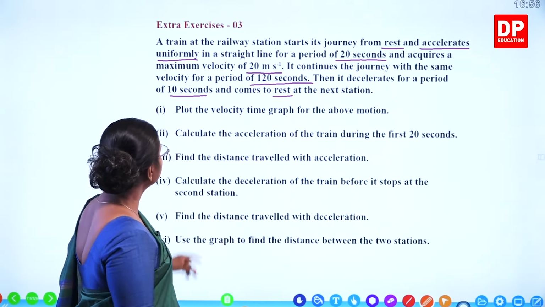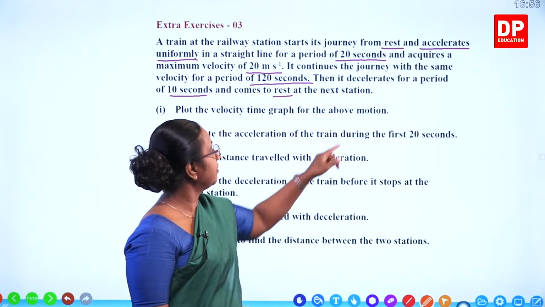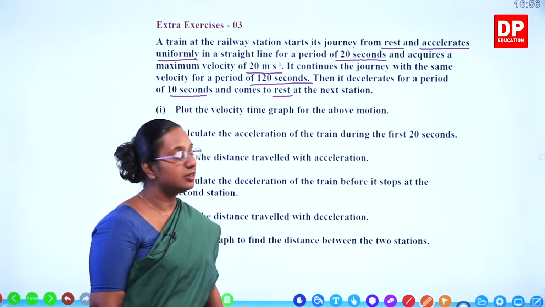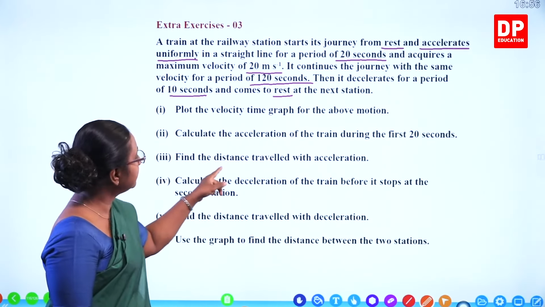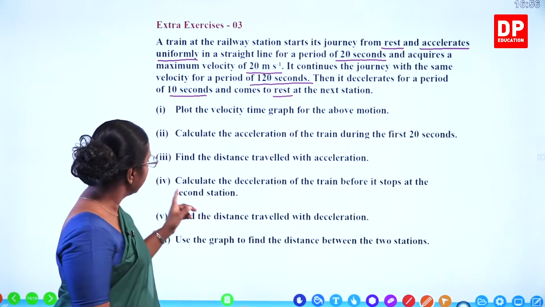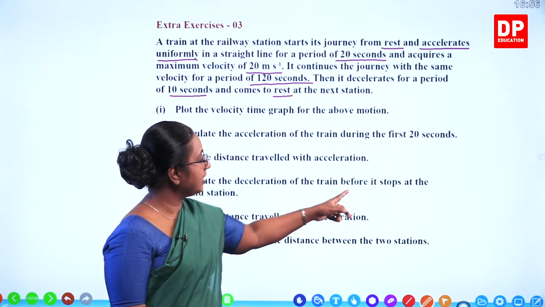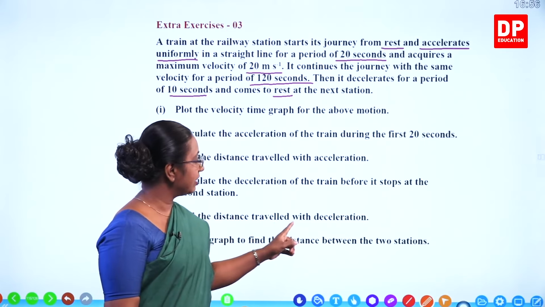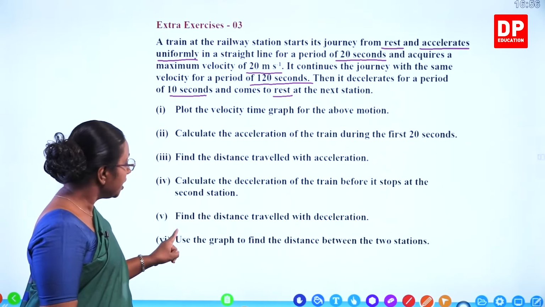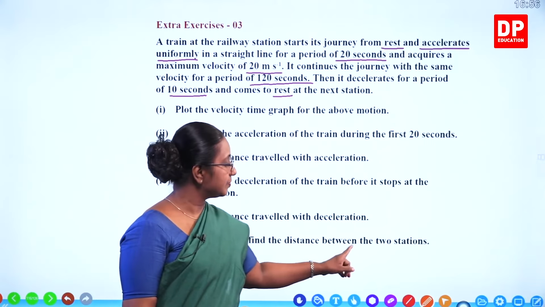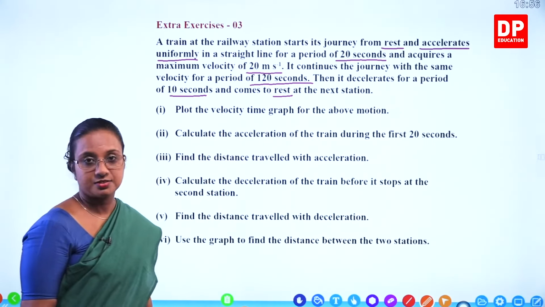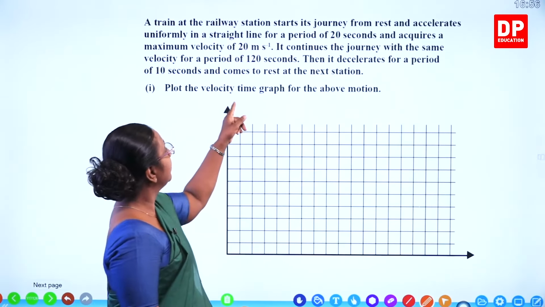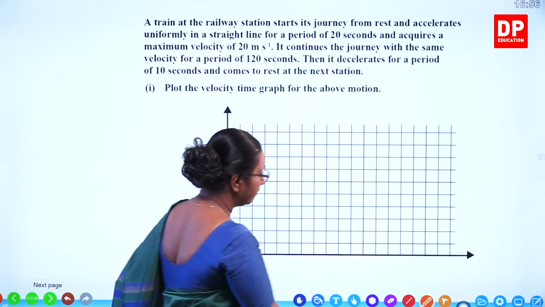So if we look at the questions, plot the velocity time graph for the above motion, calculate the acceleration of the train during the first 20 seconds, find the distance traveled with acceleration. Calculate the deceleration of the train before it stops at the second station. Find the distance traveled with deceleration. Use the graph to find the distance between the two stations. We will go to the first question. Plot the velocity time graph for the above motion.